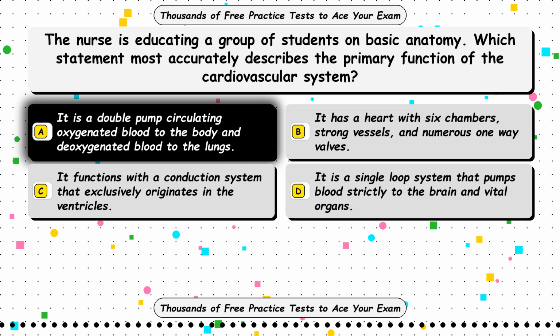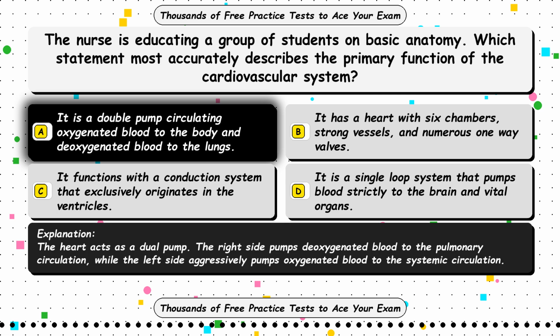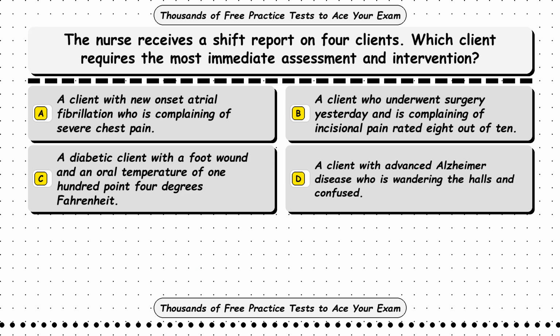The correct answer is option A. It is a double pump circulating oxygenated blood to the body and deoxygenated blood to the lungs. The heart acts as a dual pump. The right side pumps deoxygenated blood to the pulmonary circulation, while the left side aggressively pumps oxygenated blood to the systemic circulation.